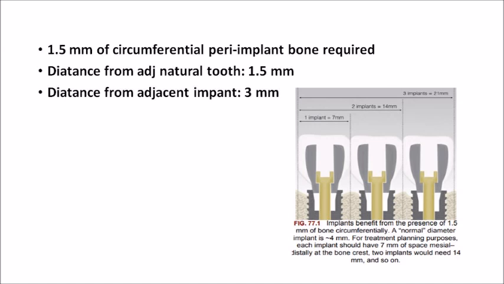For one implant to be placed in the alveolar ridge, you need 7 millimeters of bone. For two implants, you need 7 plus 7, 14 millimeters of alveolar bone. For three implants, you need 21 millimeters of alveolar bone. You are clear with that?